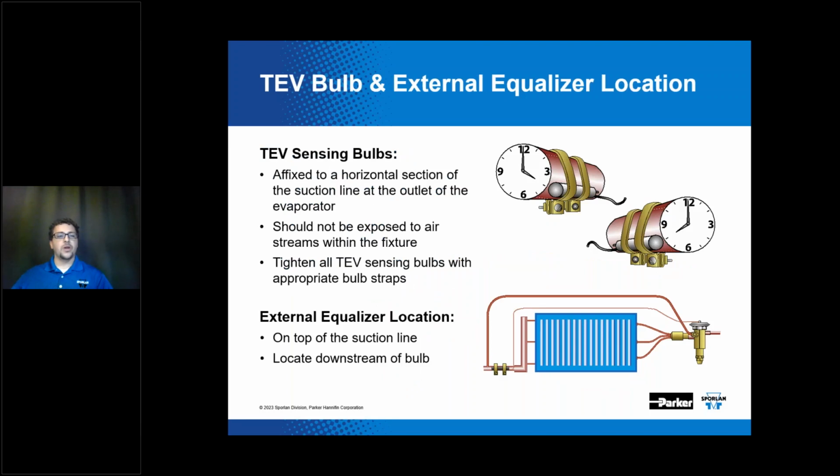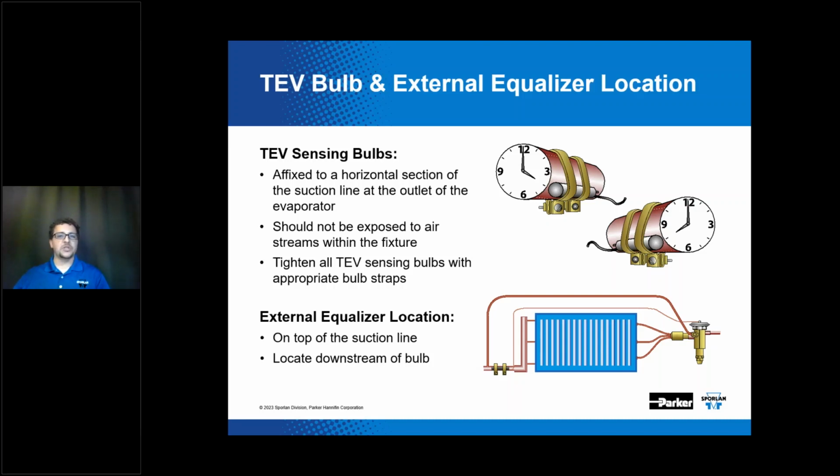All right, getting into the installation of the bulb and the external equalizer, I definitely need to stress how important proper installation is. Starting with the sensing bulb, where possible, the bulb should be connected to a horizontal, free draining section of the suction line close to the evaporator outlet. It should not be exposed to an airstream within the fixture. And you definitely want to make sure that you tighten down the bulb with the appropriate bulb straps that we supply with every TEV that we sell.